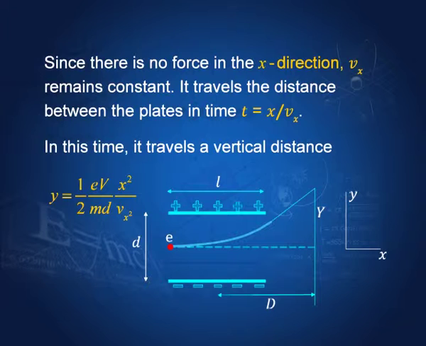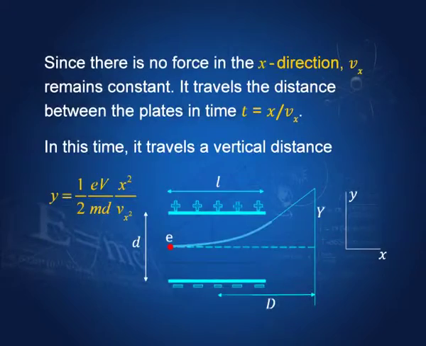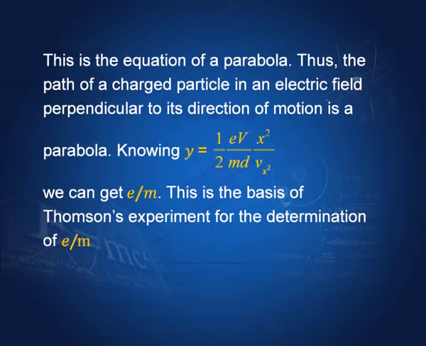And in coordinate geometry, you must have read that the equation y equal to some constant times x square represents a parabola. So, this path is a parabola. This is the equation of a parabola. Thus, the path of a charged particle in an electric field perpendicular to its direction of motion is a parabola.